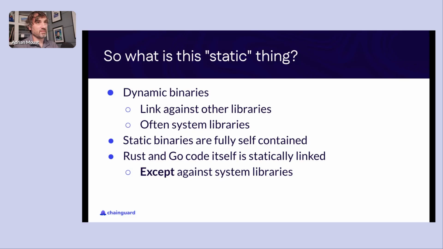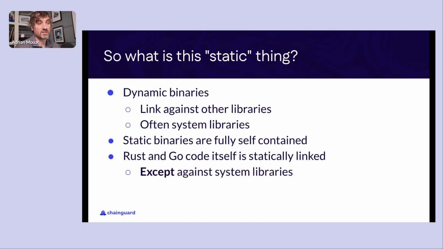So, trying to explain a bit more about static and why I'm talking about static. There's two sorts of binaries that you can build in the Linux world, at least. There's dynamic binaries, which link against other libraries outside the executable, and normally system libraries. The vast majority of binaries on your Linux system at the minute will link against, at the very least, things like glibc. That compares to static binaries, which are supposed to be fully self-contained. They don't link out to anything.